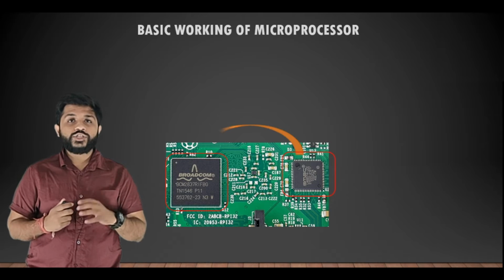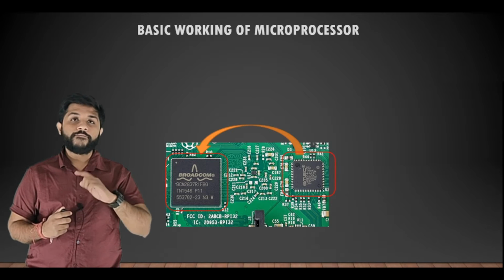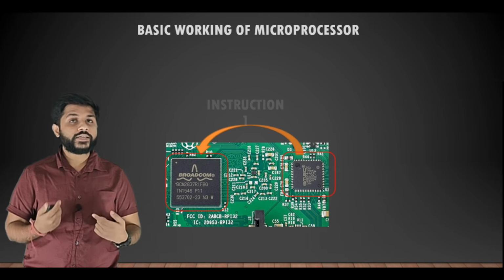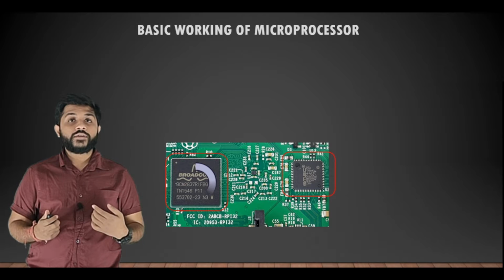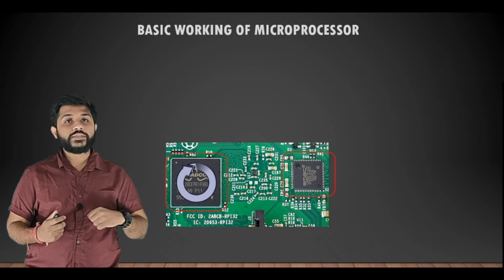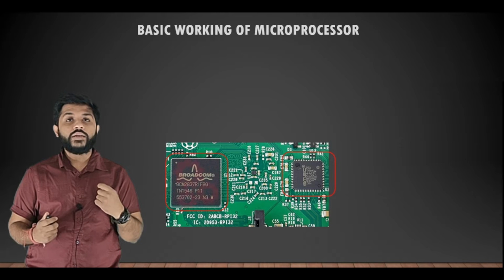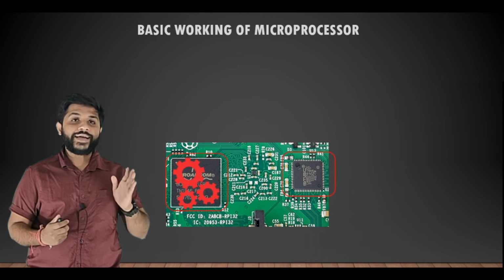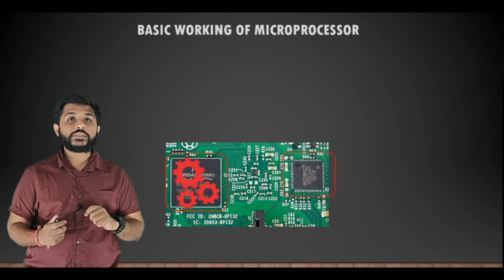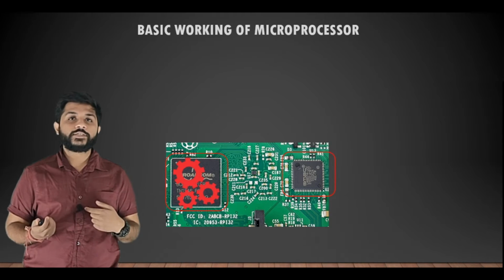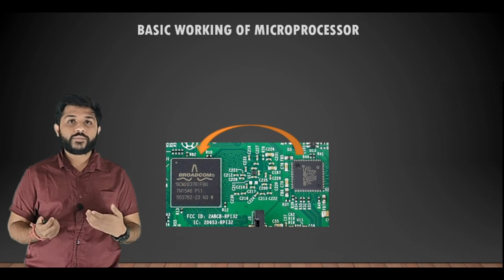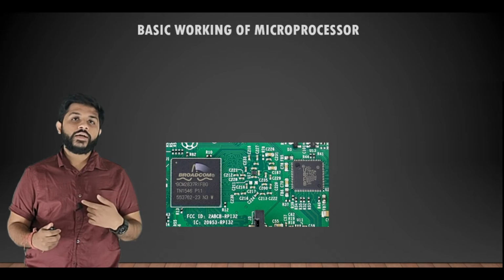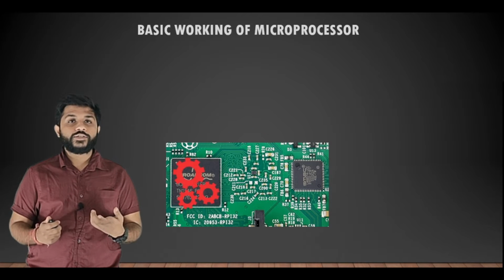Initially the processor will read the first instruction from the memory that you can see. After that the processor will decode that instruction, and after the decoding of the instruction is done, the processor will execute that instruction. After the fetch, decode and execute of one instruction is done, the processor will fetch the next instruction. So it will fetch the next instruction from the memory, that is instruction 2, then it will decode that instruction and execute that instruction.